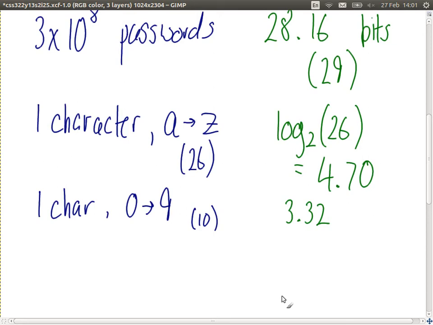What about if I allow uppercase? Well, again, you have 52 values. So 2 to the power of log base 2 of 52. That was with one character.